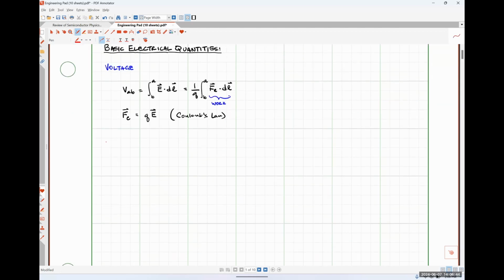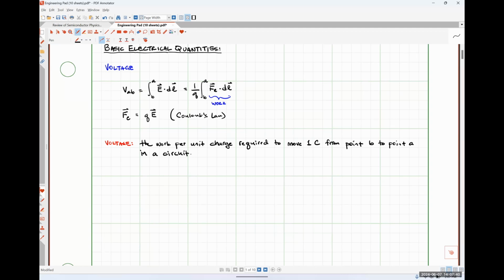So we can say that voltage is nothing more than the work per unit charge, because we have that 1 over Q, required to move 1 coulomb, which is the unit of charge, from point B to point A in a circuit.